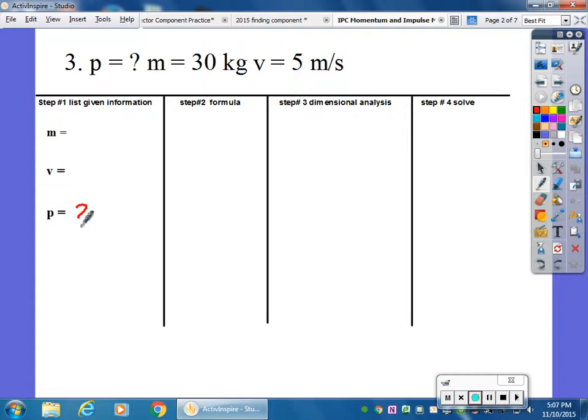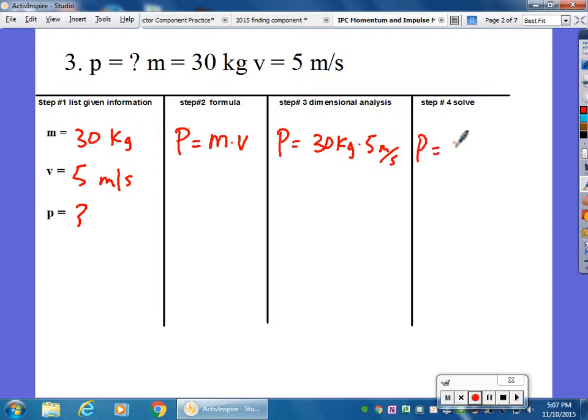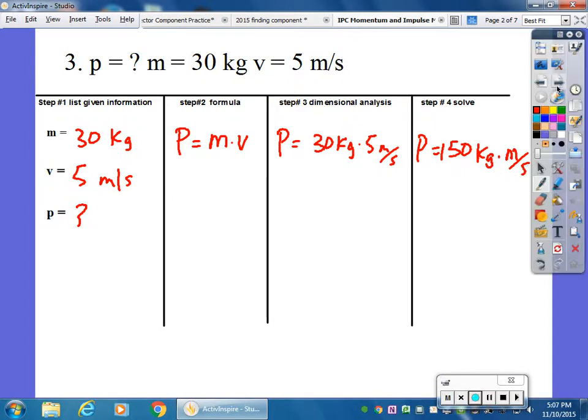We're going to solve for momentum, and we're given a mass and a velocity. Our formula is mass times velocity, so we will just plug these in. 30 kilograms times 5 meters per second gives us a momentum of 150. The unit for this is kilograms times meters per second. There's no special unit for that. Okay, move on to the next one.